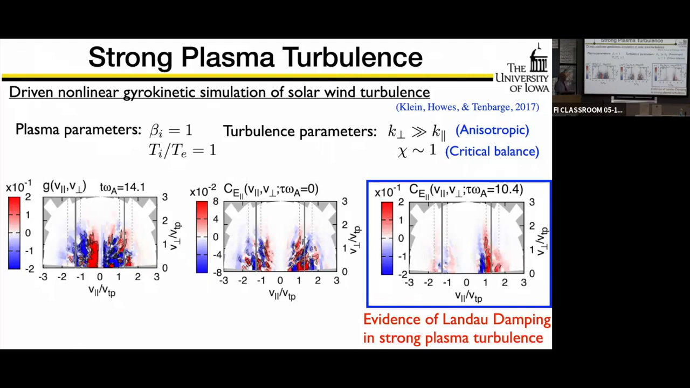And it had been conjectured that in turbulence, Landau damping wouldn't work because all the turbulent fluctuations would interrupt the fact that the particles have to stay in phase with the wave for a while. But in fact, that doesn't hold. It really does happen even in a turbulent plasma.